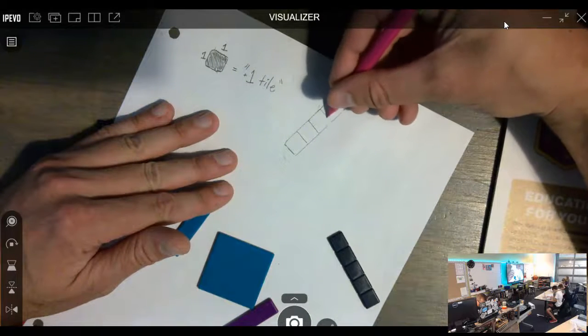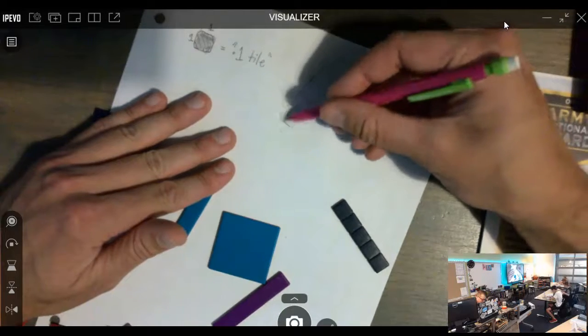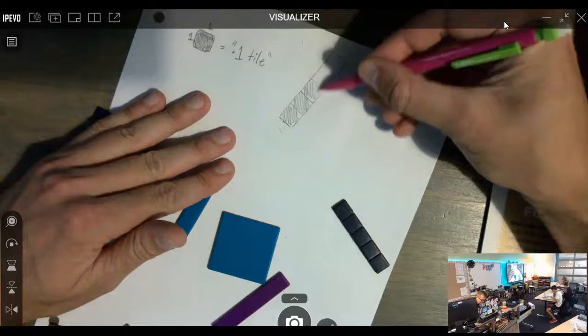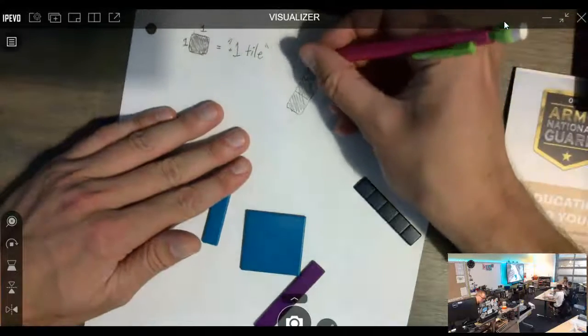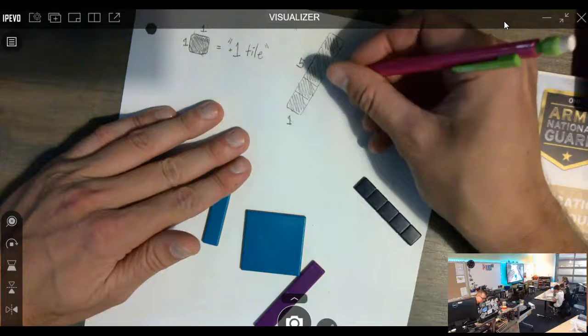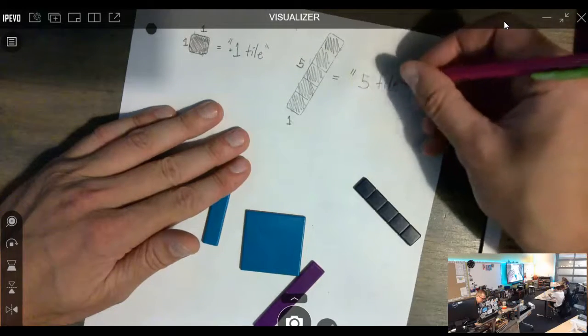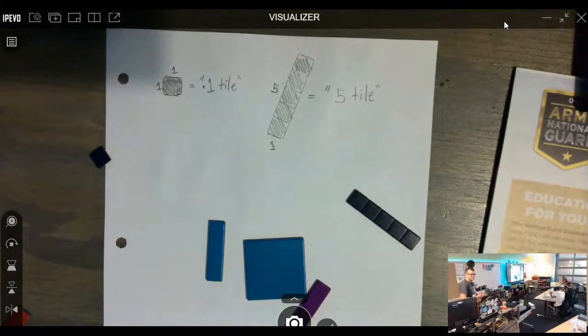It's hard to trace these things. And then label your dimensions 5 by 1. And this is a 5 tile. I know it's a bit tricky to trace. This is just for you.